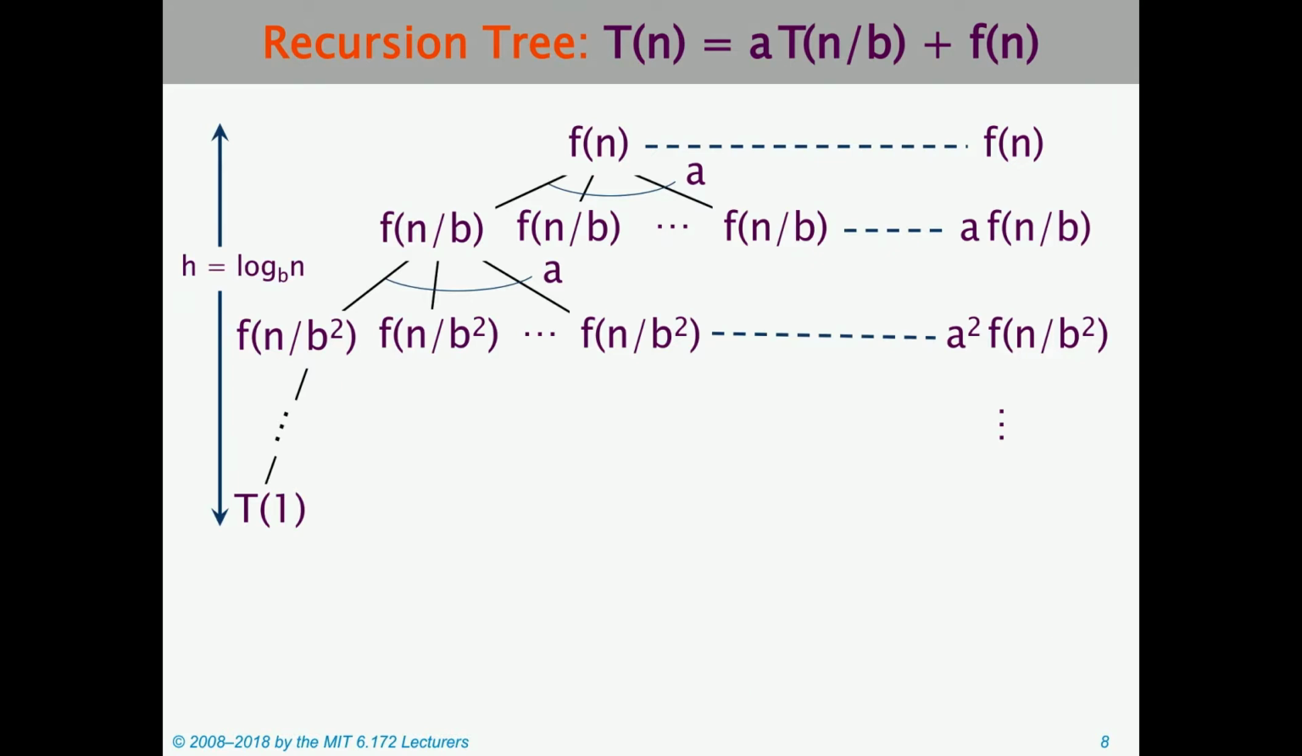And the height here, since I'm taking n and dividing it by b each time: how many times can I divide by b till I get to something that's constant size? That's just log base b of n. Okay, so far, review. Any questions here for anybody? Okay, so I get the height, and then if I've got T(1) work at every leaf, how many leaves are there?